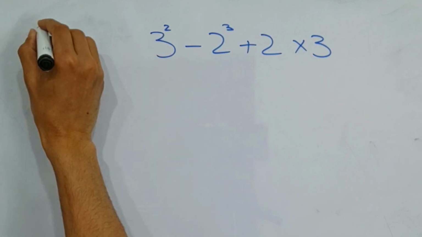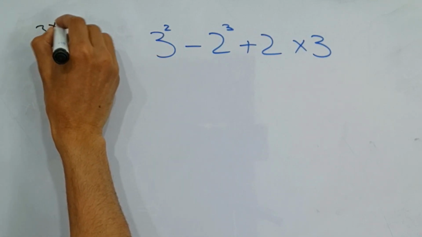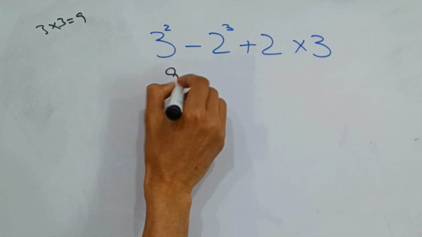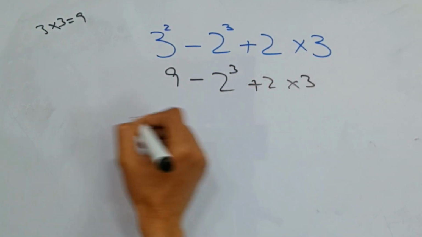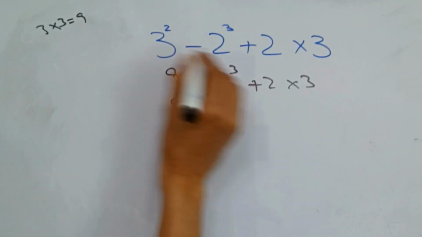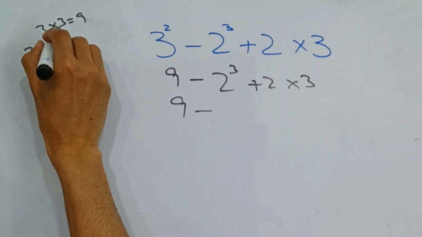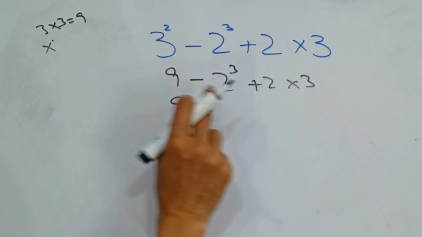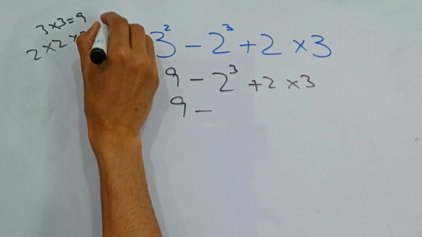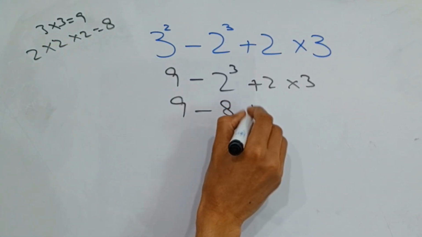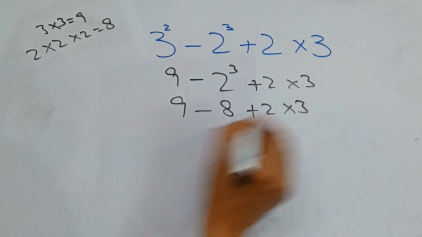3 squared means 3 times 3 equals 9, right? 9 minus 2 cubed plus 2 times 3. Now 9 minus 2 cubed means 2 cubed means 2 times 2 times 2 equals 8, right? 8 plus 2 times 3.